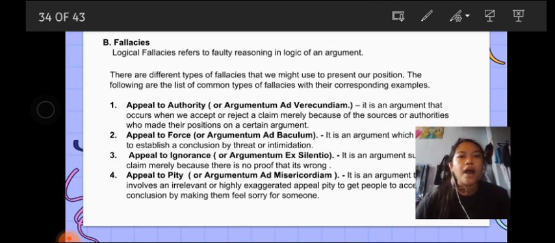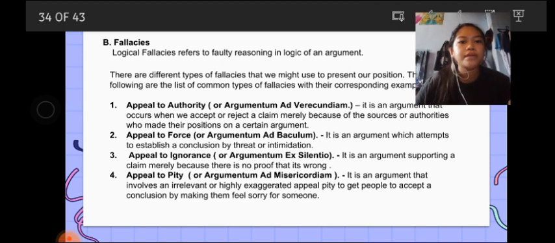Number 2, appeal to force or argumentum ad baculum. It is an argument which attempts to establish a conclusion by threat or intimidation. So, this fallacy involves using threats or intimidation to establish a conclusion. It is an attempt to persuade through fear rather than logical reasoning. The example of this is: you will support my idea and tell the others that I am right, because if you don't, I will do everything for you to lose your job.